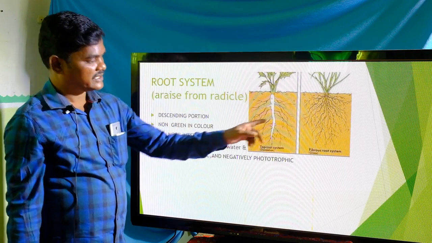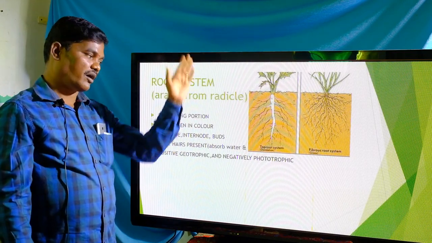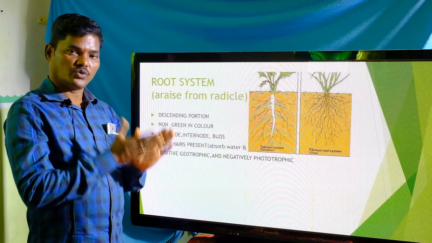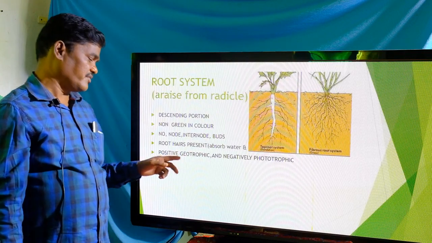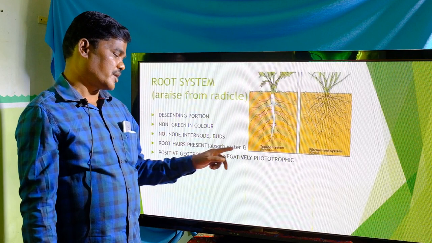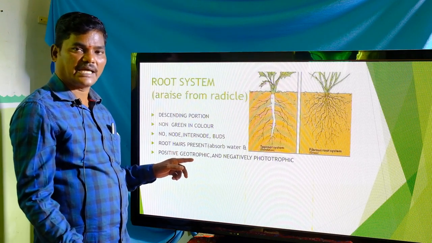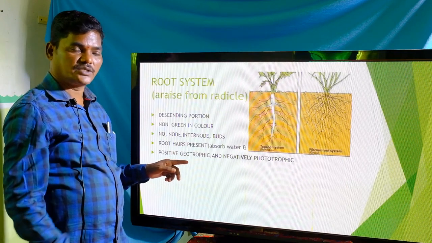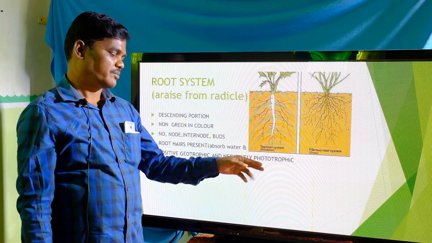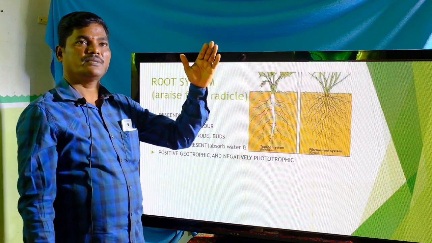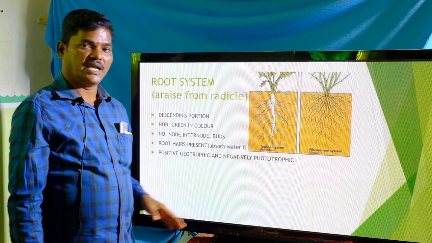Root hairs are present, so many root hairs are there secondarily. That is a very important point, keep it in your mind. Not all of the roots absorb water; the root system itself has a special structure called root hairs. The root hairs alone absorb the water and the minerals. Keep it in your mind, very important point. Root hairs are present to absorb water and minerals. And the root is positively geotropic. Geo means earth, and positive means it grows toward the soil, that is positive geotropic. And negatively phototropic. Photo means light. The root grows against the light, that is called negatively phototropic in nature.